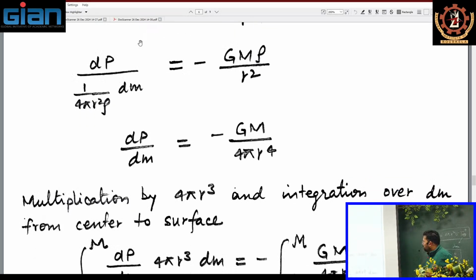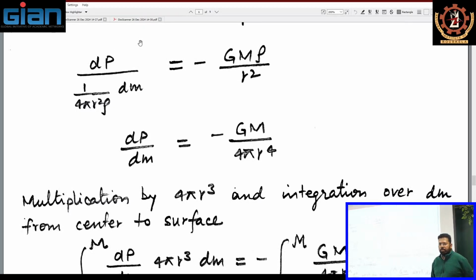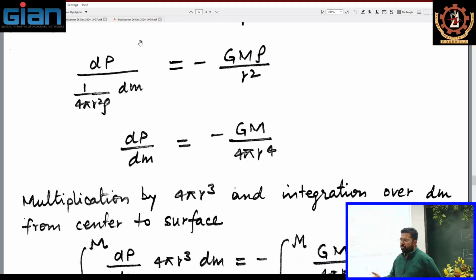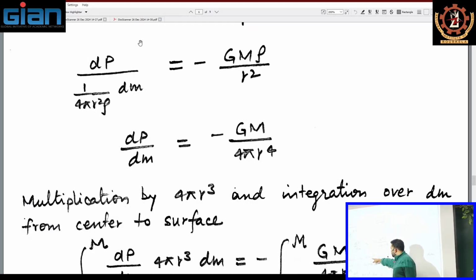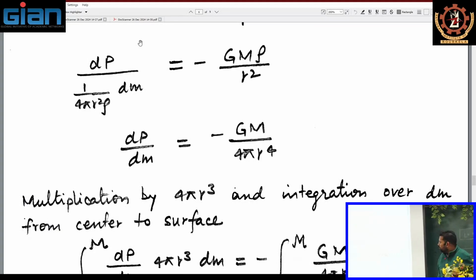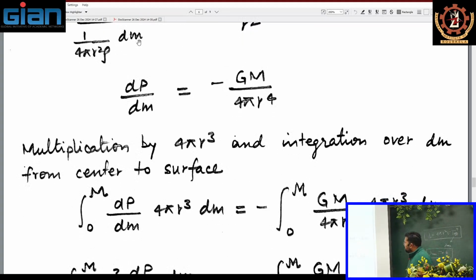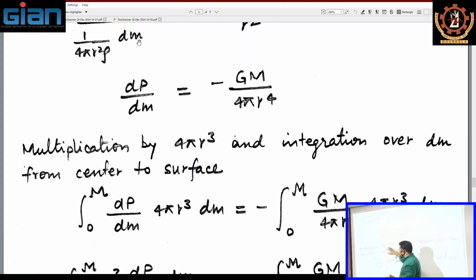Now if you take this expression, multiply by 4 pi r cube and integrate it over the entire mass range from 0 to capital M, what do we get? We are taking the hydrostatic equilibrium expression and multiplying it by a factor 4 pi r cube. What you will get after integrating from 0 to capital M, you can also try by yourself. You multiply by 4 pi r cube here and integrate the entire expression from 0 to capital M.